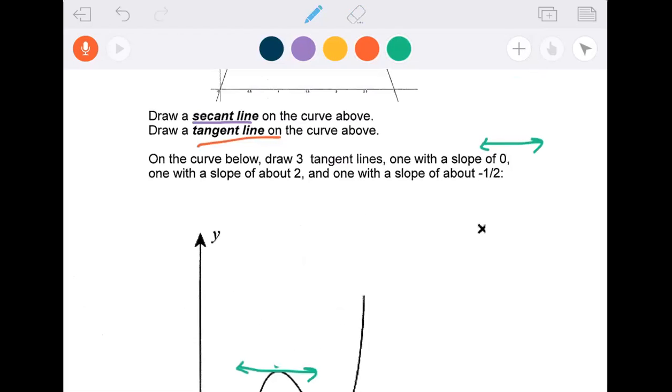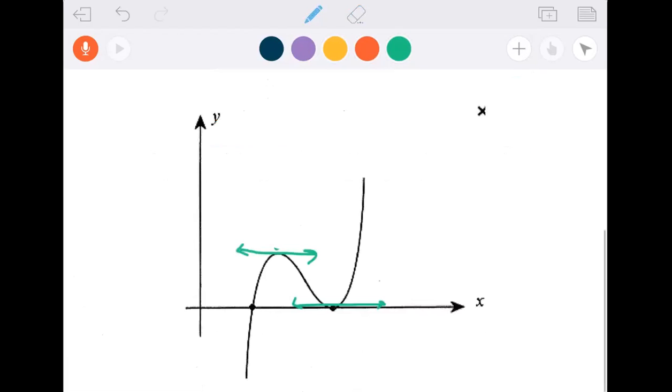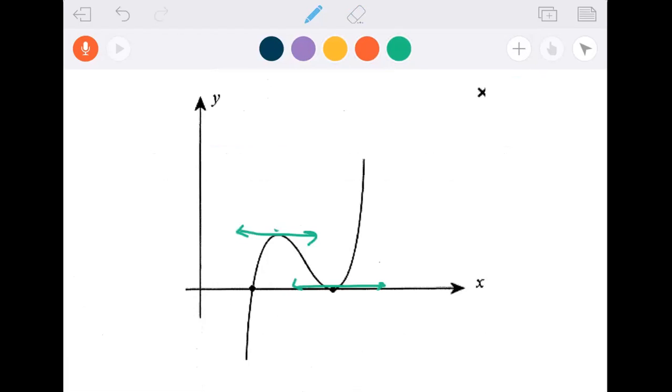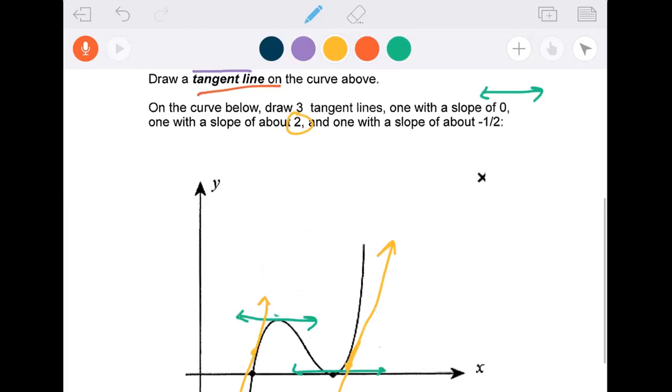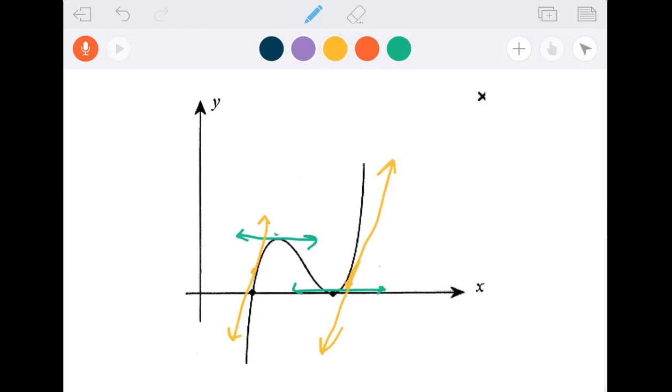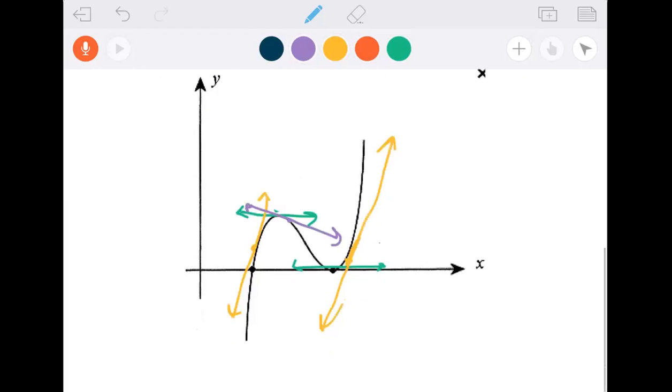We also need to have a slope of about 2. Well, that has to be pretty steeply uphill, and I'm only going uphill on this side of the curve. So let's say that has a slope of 2, and then I could draw one over here as well. A slope of -0.5 would have to be on a downhill part of the curve and not very downhill, because that's pretty gradual. So maybe this purple one has a slope of -0.5. Just so you get used to what tangent lines are and what it means to talk about their slopes.